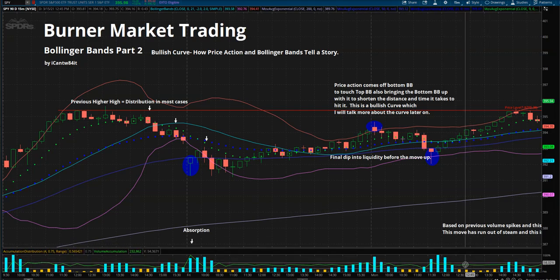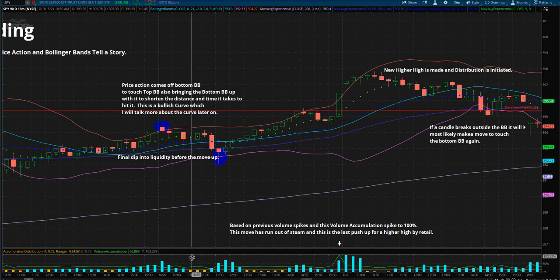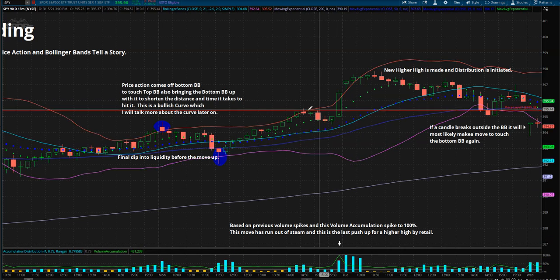And you see no volume right here at the bottom. Based on the previous volume spikes and the volume accumulation spike to 100% right here, this means that this run is running out of steam. And so what they do is they sell off a portion of their shares. And anytime that they push down, the market naturally reacts going up. It's just a psychological thing that they do.